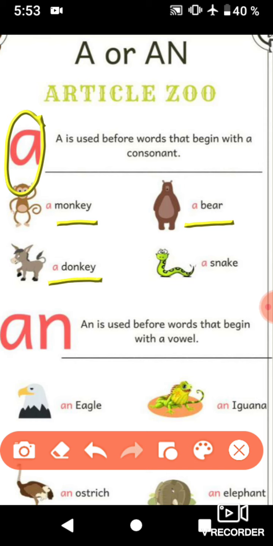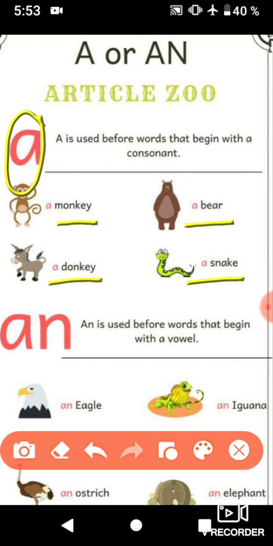The next one we are talking about is a donkey. What is the sound of the word donkey? We have a D sound, right? And so if we use a, we are using the article the right way. Okay, perfect.